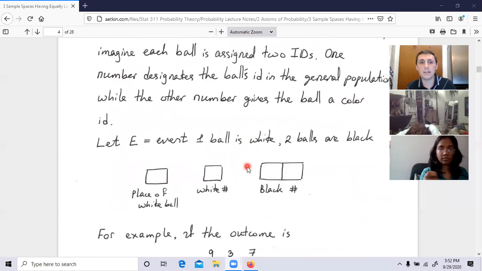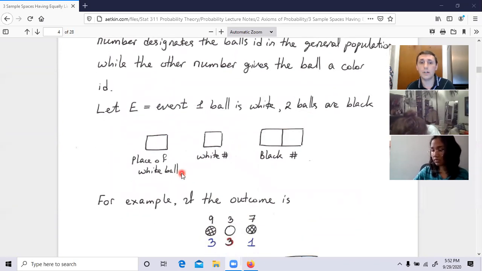So then I can construct a protocol for how to process this information. So here is my event: one ball is white and 2 balls are black. Here is how I do that, guys. This is my first way of counting it. So I have this document.